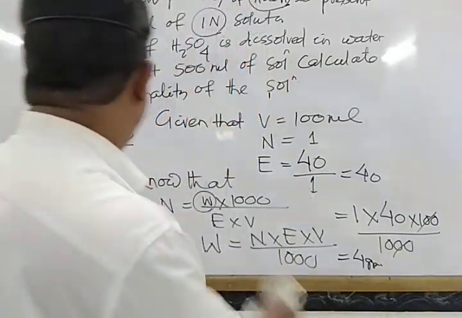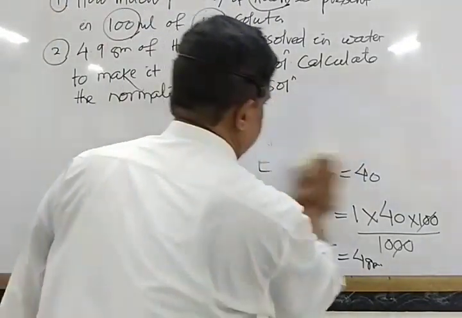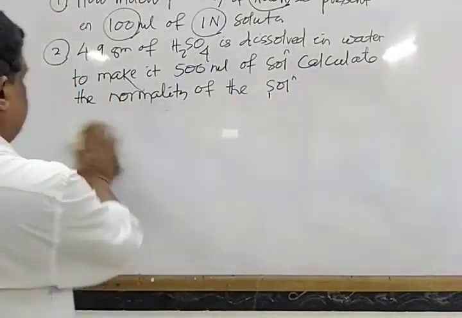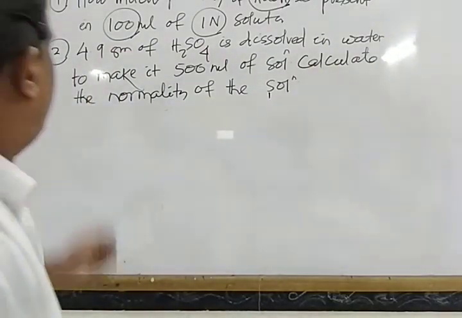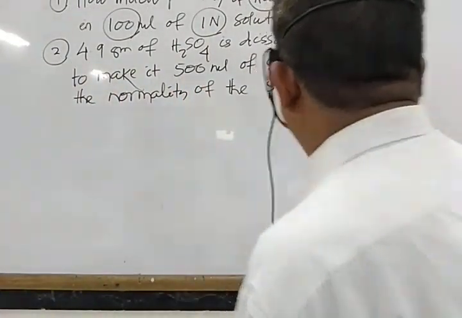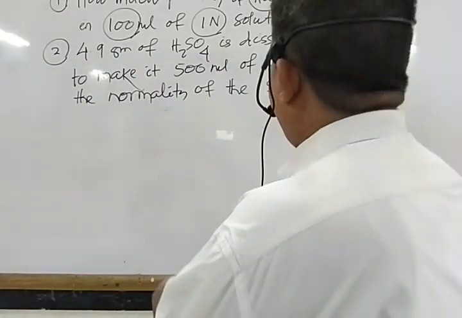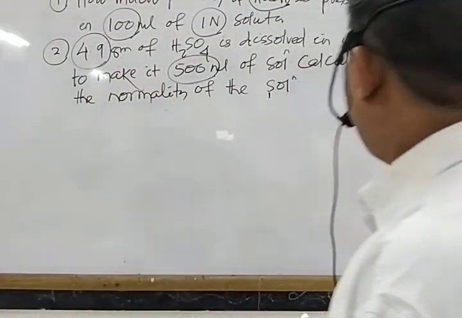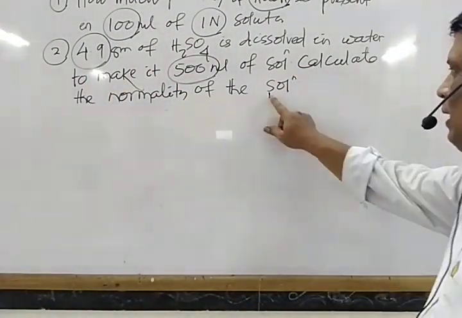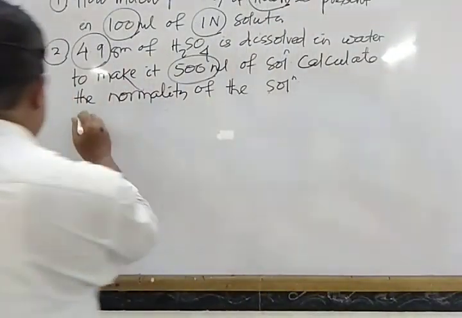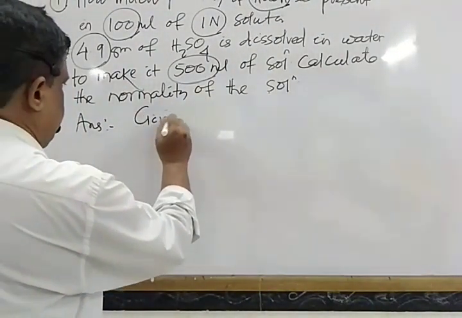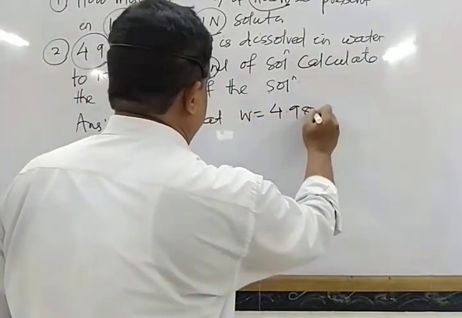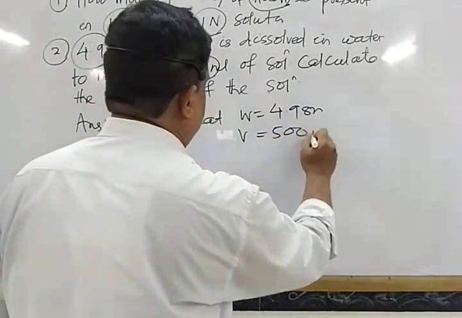Move to the second question. What is the second question? 4.9 gram of sulfuric acid is dissolved in water to make 500 ml. Weight is given, 4.9 gram. Volume is given, 500 ml of solution. Calculate the normality of the solution. Mark that. Answer: given that W is equal to 4.9 gram. V is equal to 500 ml.